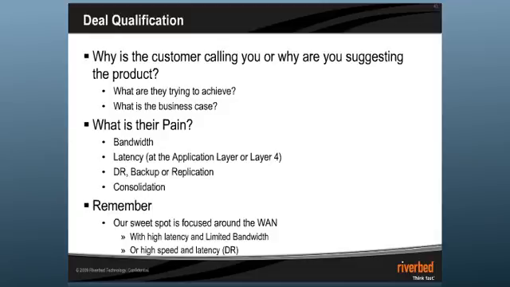So is it a bandwidth issue? Is it a latency issue? Or is it backup or replication? Is it a consolidation play? If you can figure all that stuff out up front, it will make things go smoother in the end. So remember that our sweet spot is focused around the WAN, so the slower the links, the higher the latency, the better we will look.